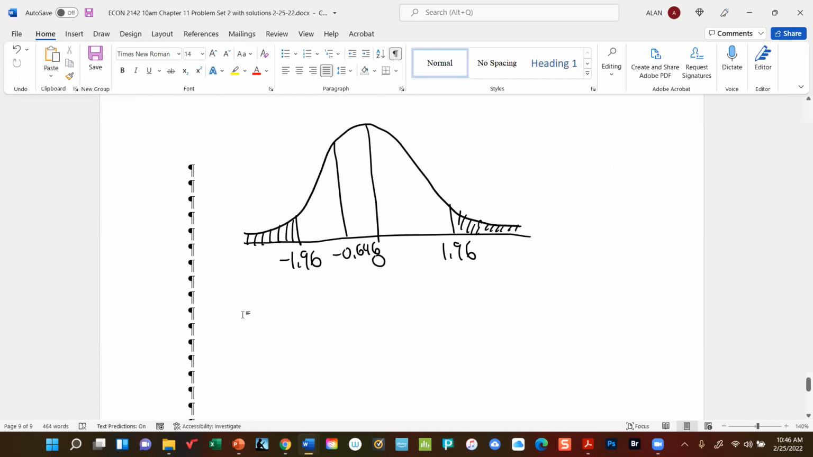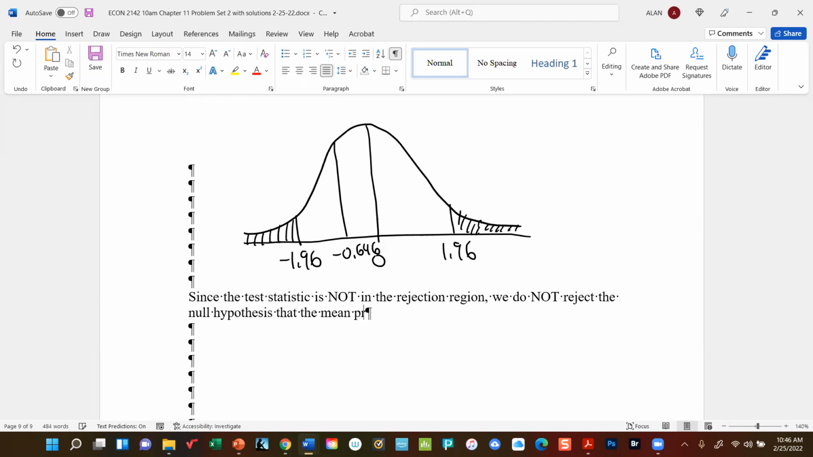So what this means then is that since the test statistic is not in the rejection region, we do not reject the null hypothesis that the mean proportion, I shouldn't call it that, the proportion of retirees is equal among men and women. So, all right, well, that's that.